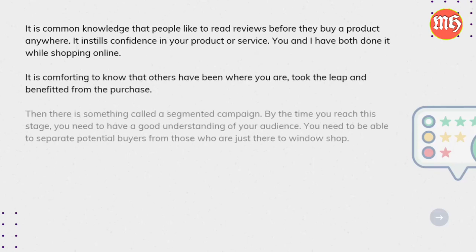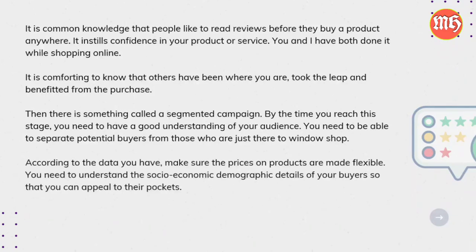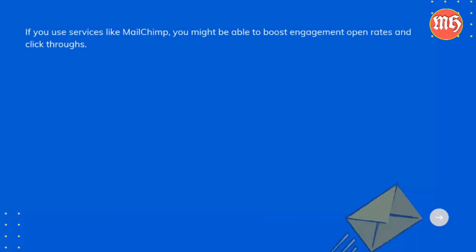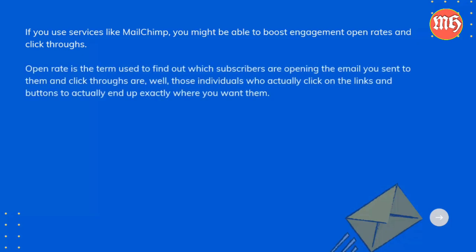Then there is something called a segmented campaign. By the time you reach this stage, you need to have a good understanding of your audience. You need to be able to separate potential buyers from those who are just there to window shop. According to the data you have, make sure the prices on products are made flexible. You need to understand the socioeconomic demographic details of your buyers so that you can appeal to their pockets. If you use services like MailChimp, you might be able to boost engagement, open rates and click-throughs. Open rate is the term used to find out which subscribers are opening the email you sent them, and click-throughs are, well, those individuals who actually click on the links and buttons to end up exactly where you want them.